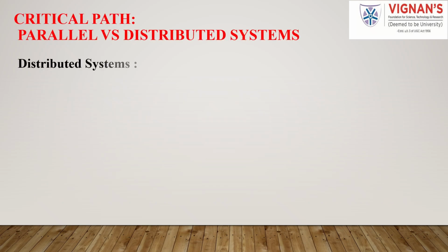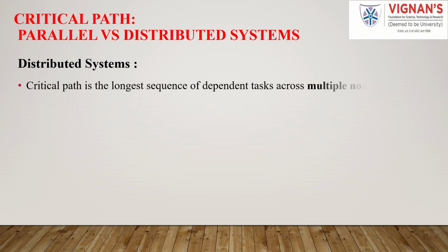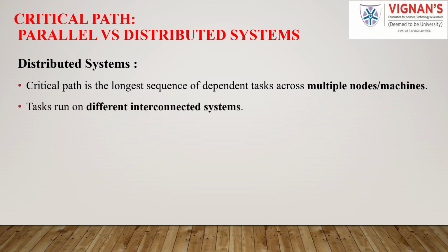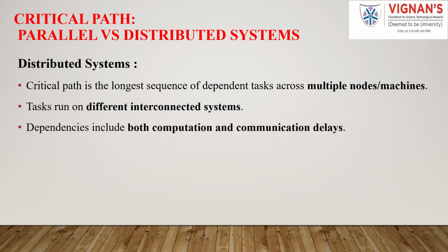In a distributed system, the critical path is the longest sequence of dependent tasks that span across multiple machines or nodes. Tasks execute on different interconnected systems rather than on a single processor. Dependencies include both computation time and communication delays caused by data transfer over the network.